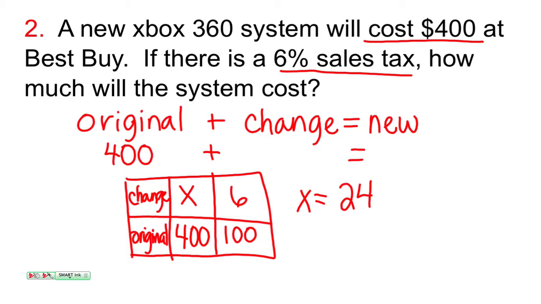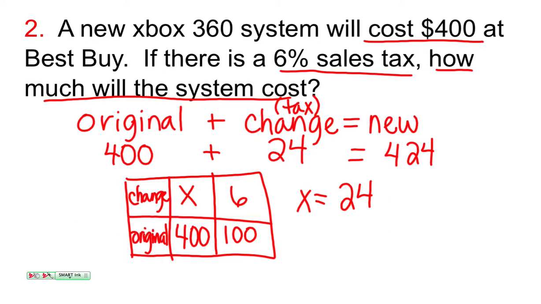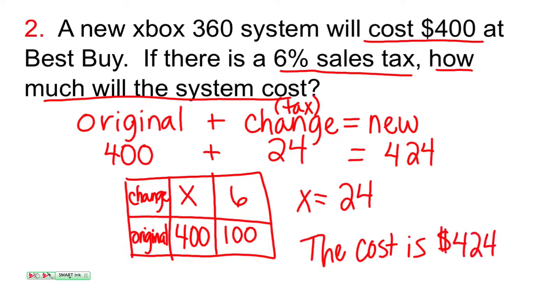X is 24. So now we know the change is 24. So we can go back up to our original sentence up here. 400 plus 24, the change is the tax. So the new price of the system is $424. Now we have a lot of numbers here, so we need to go back to the question and see which one of these numbers is our answer. The question says, how much will the system cost? And that's with tax. What we're looking for is the new price of the system. So the cost is $424.